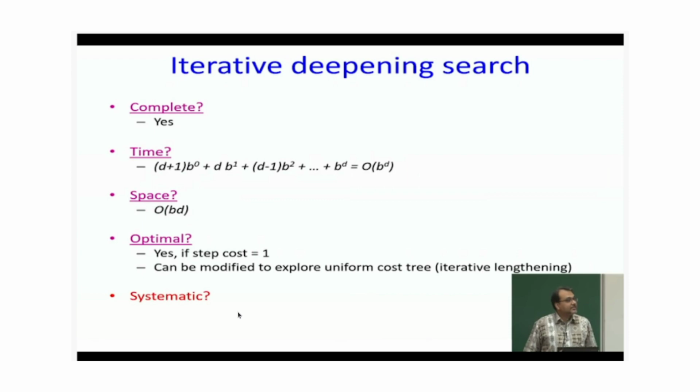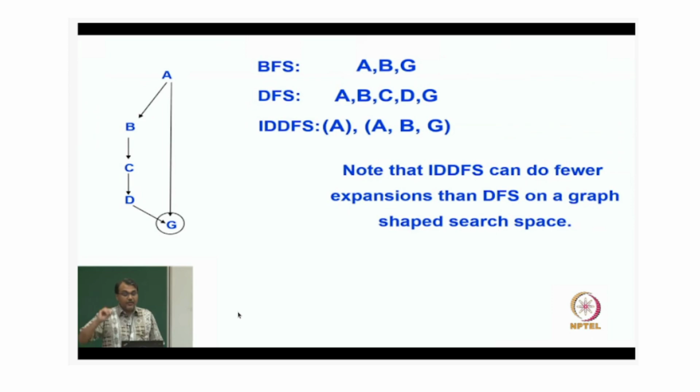Step cost, what does that mean? Node to node cost is 1. This can be modified to explore uniform cost search and iterative lengthening. Now coming to a few problems.